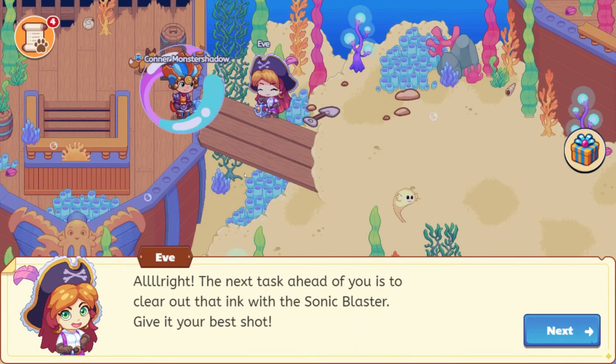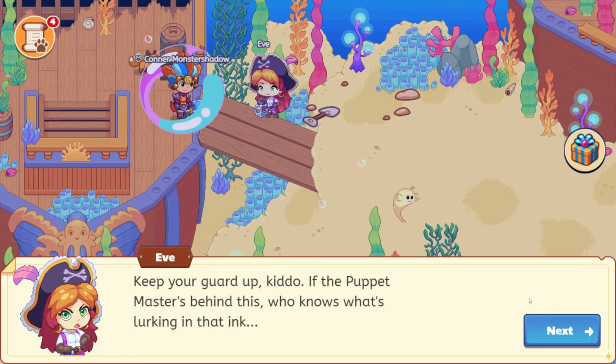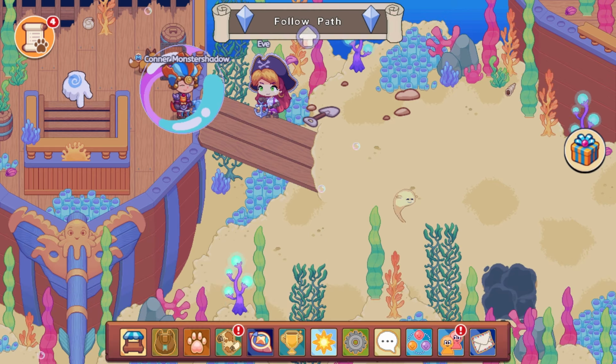All right. The next task ahead of you is to clear out that ink with the Sonic Blaster. Give it your best shot. Sounds good. Keep your guard up, kiddo. If the Puppet Master's behind this, who knows what's lurking in that ink. That is true.